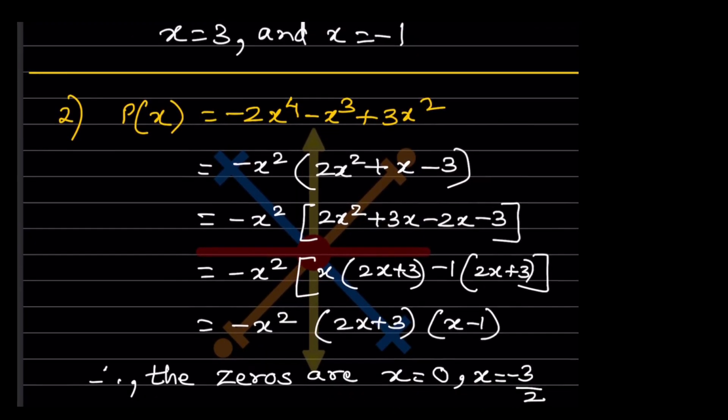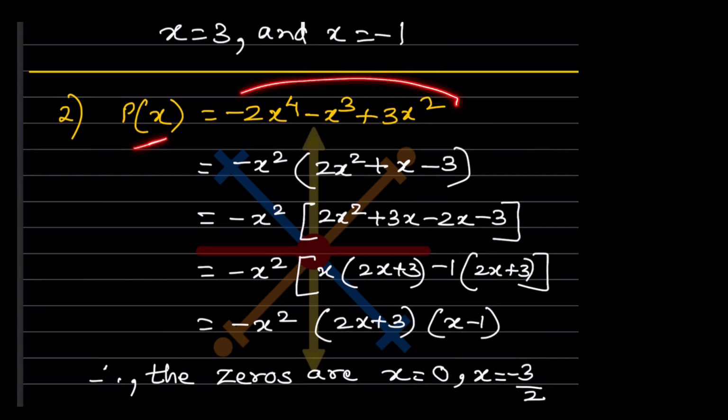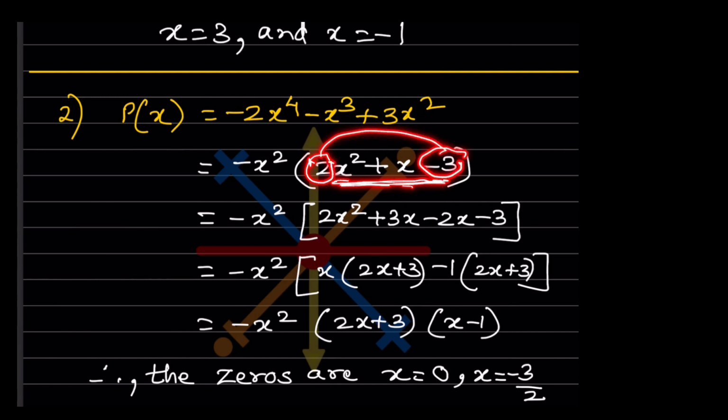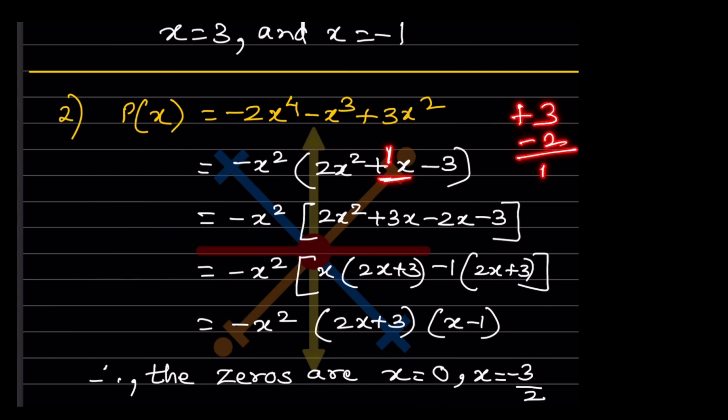Now let us see the next one. This is p of x, this expression is given. What we can do here is take minus x square common from this. What remains in the bracket is 2x square plus x minus 3. Again, this is a quadratic equation. The first term coefficient is 2 and the last term is minus 3, so this is going to be 6. We take the factors of 6 in such a way that the middle term is 1. 3 twos are 6, so it will be plus 3 minus 2, and this is going to be plus 1.